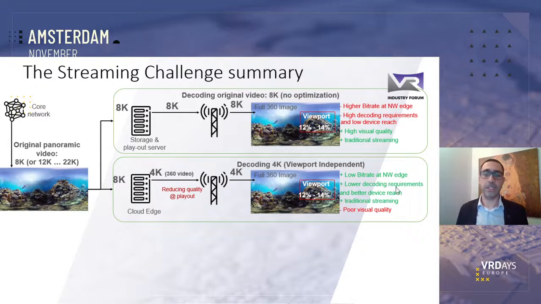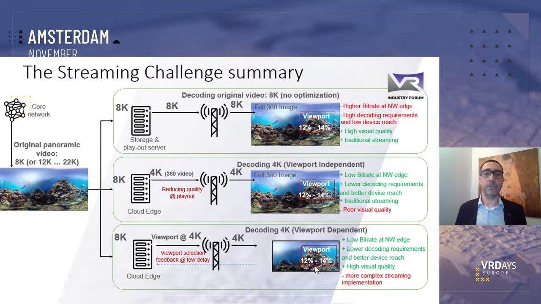You lower the bitrate at network edge, you lower the decoding requirement since you only need devices that support 4K. Still traditional streaming, however, you reduce the quality since you downscale. With 4K viewport dependent, it's a little bit different. You have 8K content, you deliver only the viewport at 4K decoding capabilities, and then the device decodes only 4K, achieving the same quality as it was for 8K. You lower the bitrate at network edge and decoding requirement since it's a 4K device. However, it's a more complicated implementation since it requires updates on the DASH streaming.